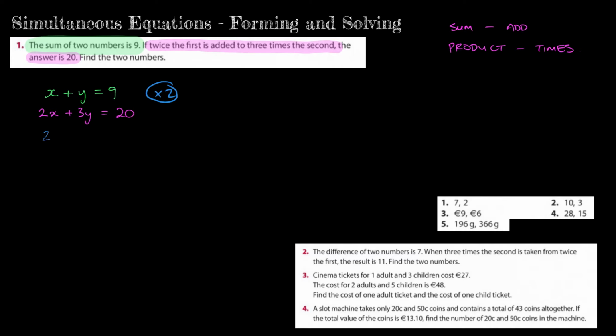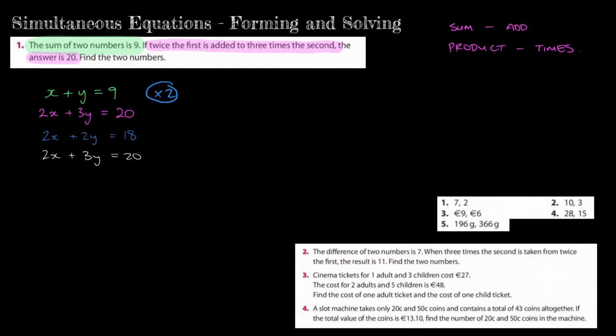So 2 times x is 2x, 2 times y is 2y, 2 times 9 is 18. So we've just multiplied everything by 2. And obviously the second equation stays the same. So I'm just going to keep that second equation the same, which is 2x plus 3y is equal to 20. You can see now that I've got the same value in front of my x's.